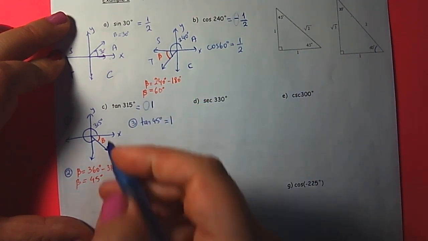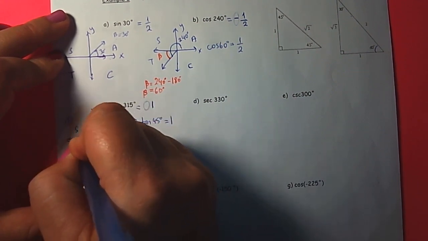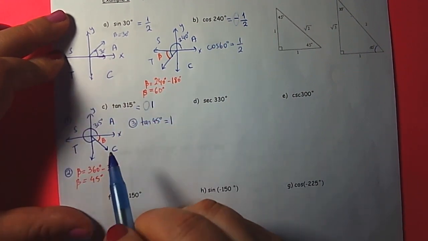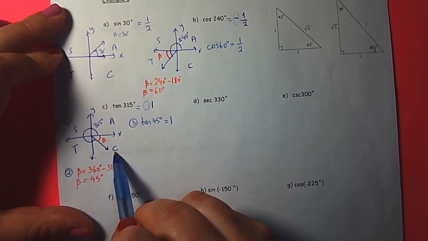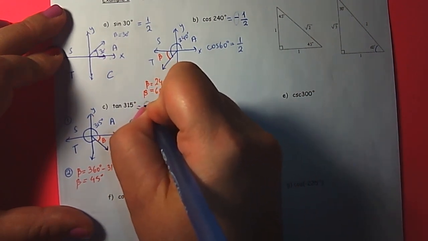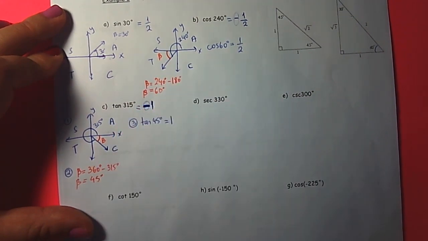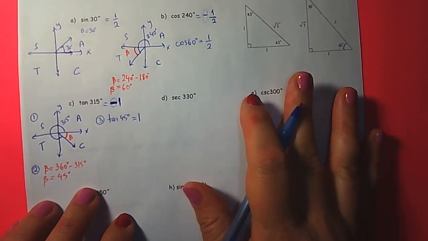For that, we are going to use CAST. So step 4, writing CAST. In quadrant 4, we see that only cosine is positive. Therefore, tangent must be negative. So we put a negative sign here. Okay, let's look at another example.